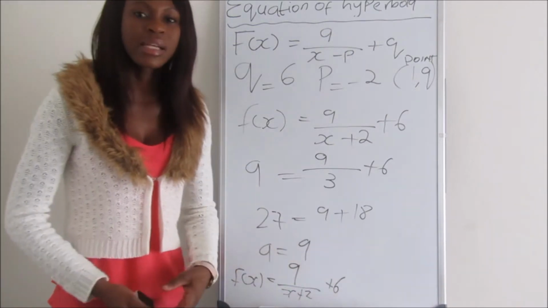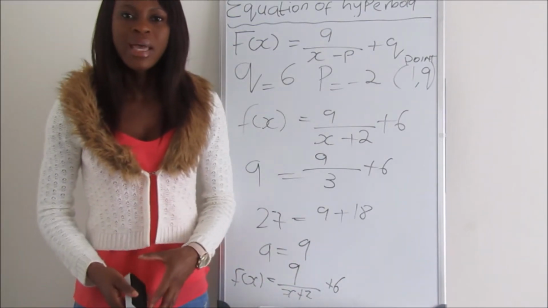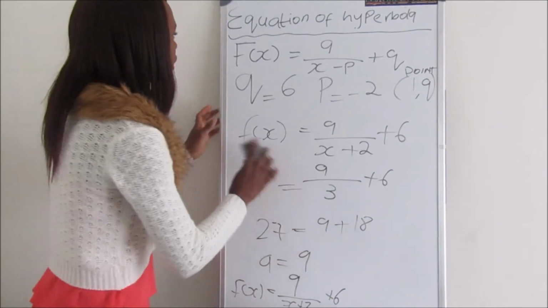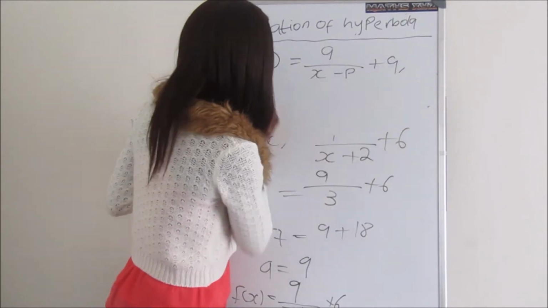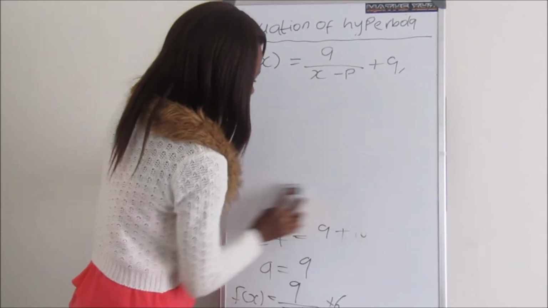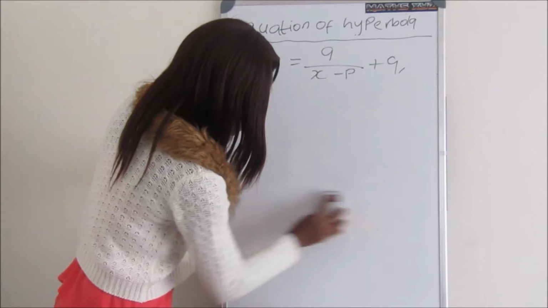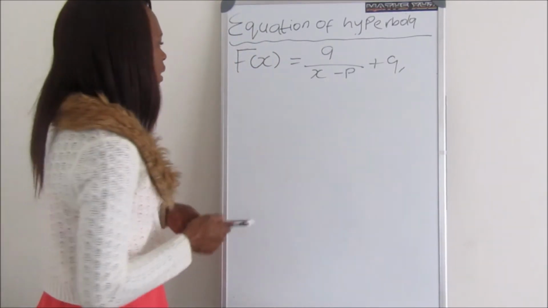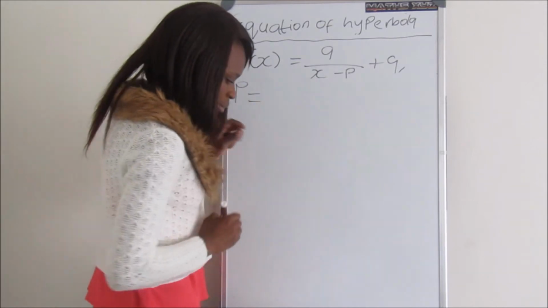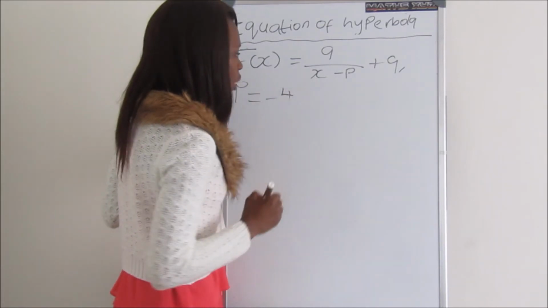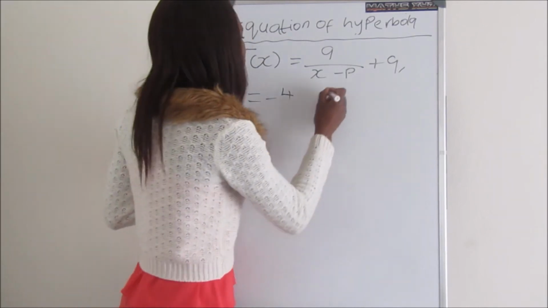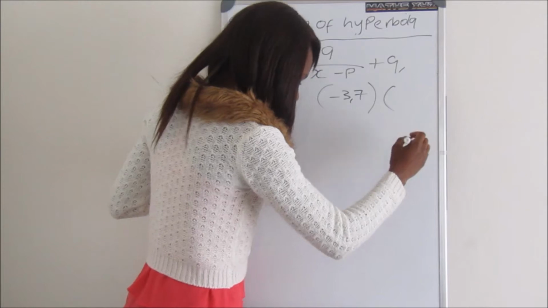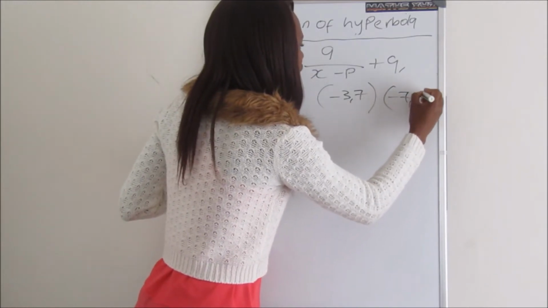Let's look at another example of finding an equation of a hyperbola given only one asymptote and two other points on the graph. For this question, we are given only the vertical asymptote, which is x = -4, and two other points on the graph: the first has coordinates (-3, 7), and the second has coordinates (-7, -5).